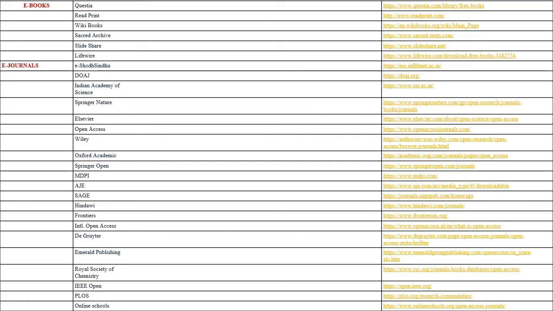Up next, again, we have a few of the important links like e-ShodhSindhu. This is an e-journal where you can again upload and publish your article. Next, we have Wikibooks and SlideShare. These are also very important sites for your ebooks. And these are on the right hand side column, where you can find the links for the same.